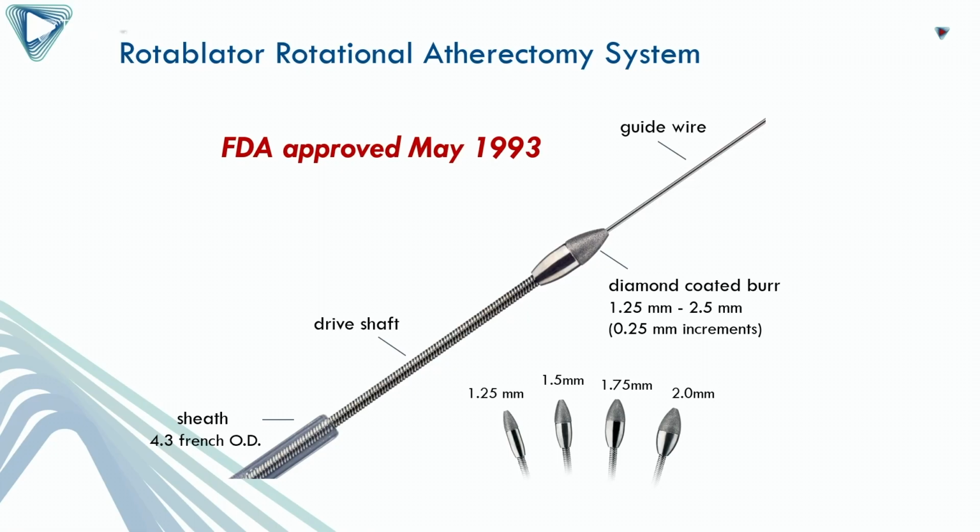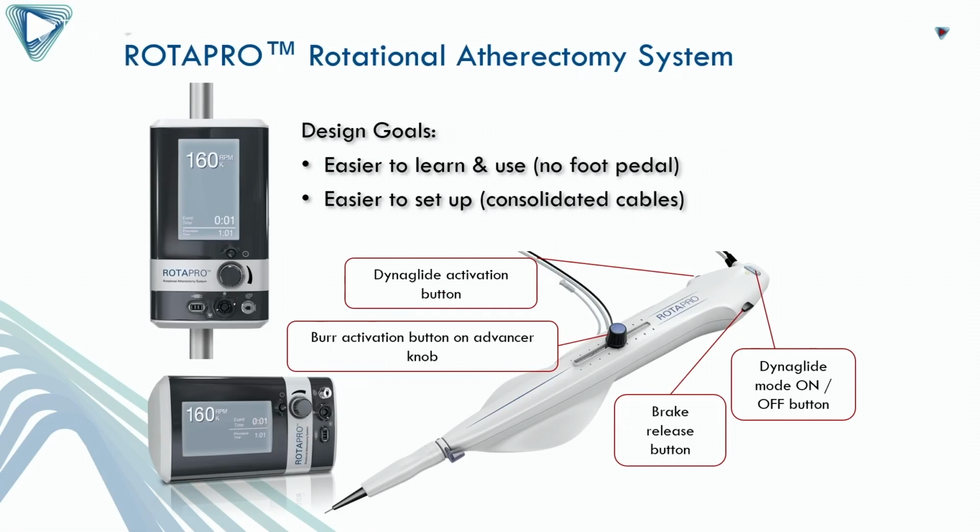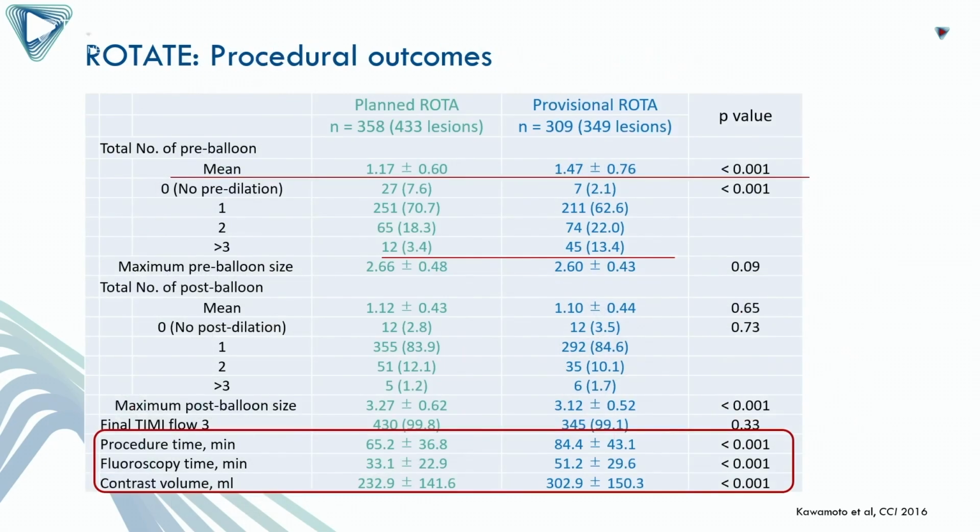So rotational atherectomy has been approved since 1993. This is the old system, recently updated to the Rota Pro system, which gets rid of the foot pedal and allows you to advance from above. Paul Teirstein, I heard once joke about this, saying it's a great system. He just couldn't figure out how he could get his foot up on the table to activate it. Well, you don't have to do that. You can activate it with the button with your hand. And there's a generation 2 that's coming out over the summer.